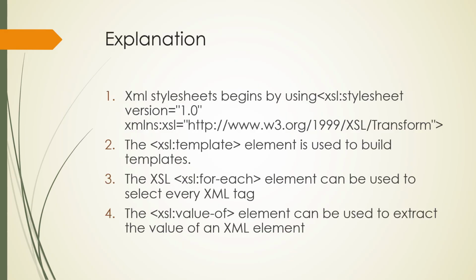The XSL style sheet begins by using xsl:stylesheet version equal to 1.0 and xmlns:xsl. This is a compulsory attribute for every XSL style sheet program. It indicates it is a style sheet program. Next tag is xsl:template. It is used for selecting the root tag of the XML program. Next one is xsl:for-each. It is used for selecting the subtags. Next one is the xsl:value-of tag, which is used for selecting the text of the XML tag.